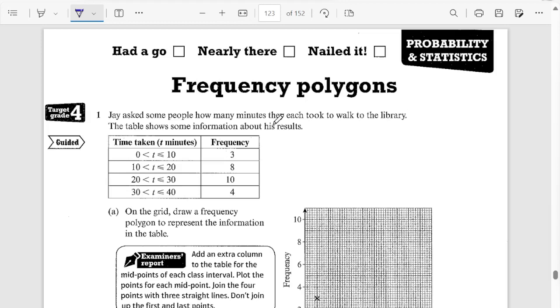Today I'm doing a page from the higher tier revision workbook from Edexcel. This is page 121. It's quite a common topic of frequency polygons. So let's start straight away.